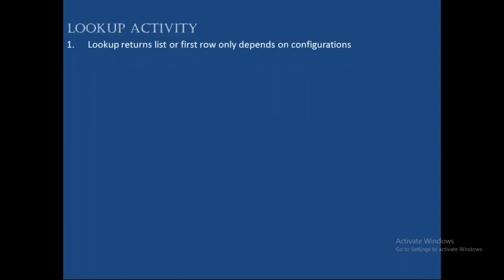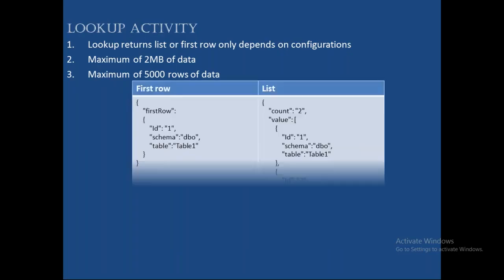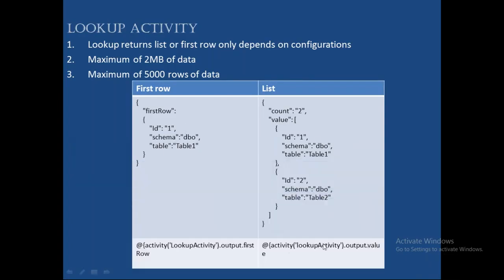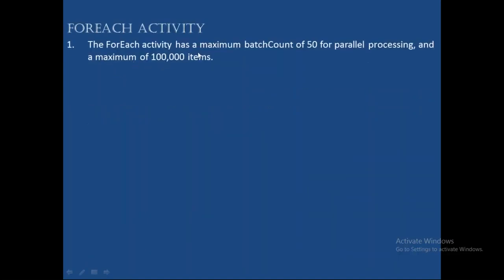Lookup returns a list or first only, depending on the configuration as we discussed. It will return a maximum of 2 MB of data, or a maximum of 5000 rows of data. If you are asking for only the first row, it will give only the first row. If you are asking for all the values, then it will give you all the items. Lookup activity dot output dot firstRow means only this row. If you are asking for lookup activity dot output dot value, all the items will come. We discussed this as well.